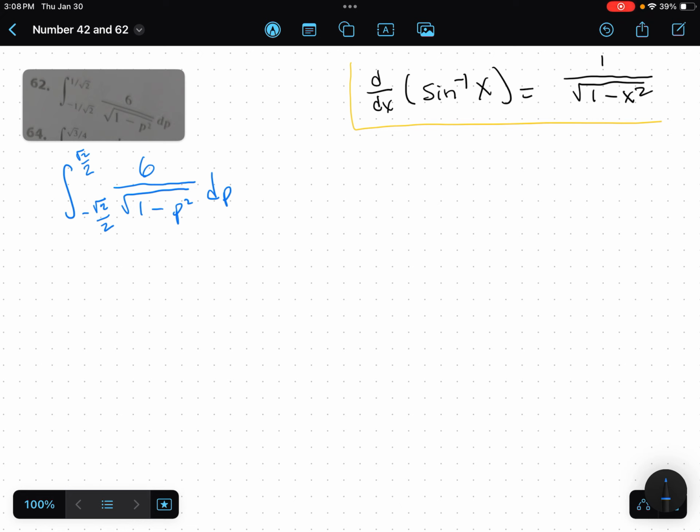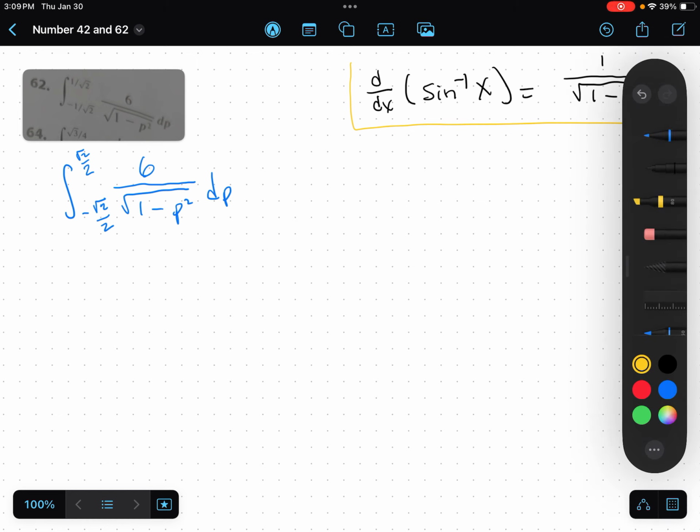So I've rewritten the problem here in blue, and the only thing I want to point out is that I changed the limits of integration from negative 1 over the square root of 2 to positive 1 over the square root of 2 to negative square root of 2 over 2 to positive square root of 2 over 2. They are the same. I just like to write this version of that value because that's usually how students remember it in the unit circle.